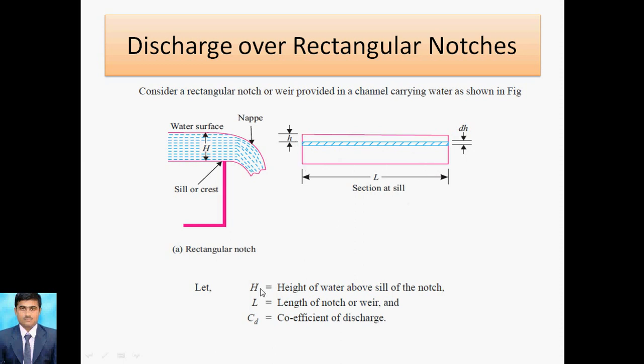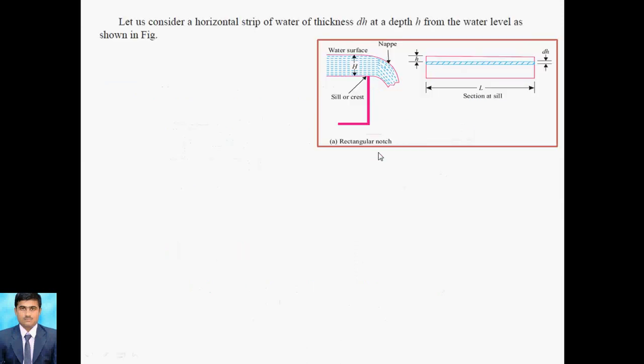Capital H is the height of water, capital L is the length of the notch, and CD is the coefficient of discharge. First of all, we know the horizontal strip has thickness dh, and depth small h from the water level, and the length is L. This is shown in the figure.